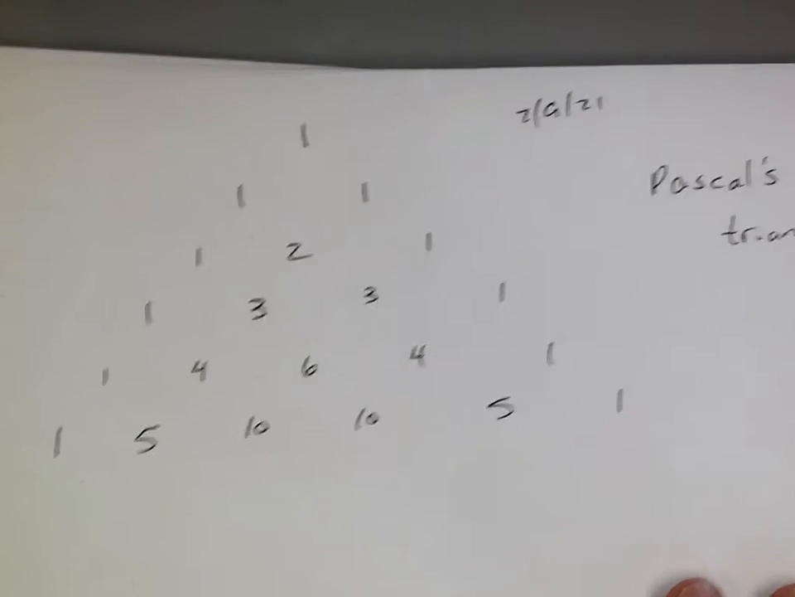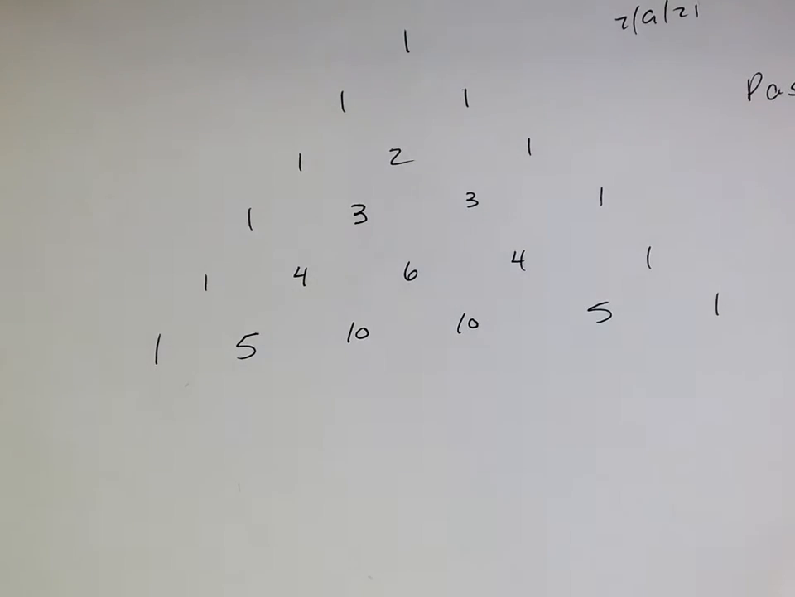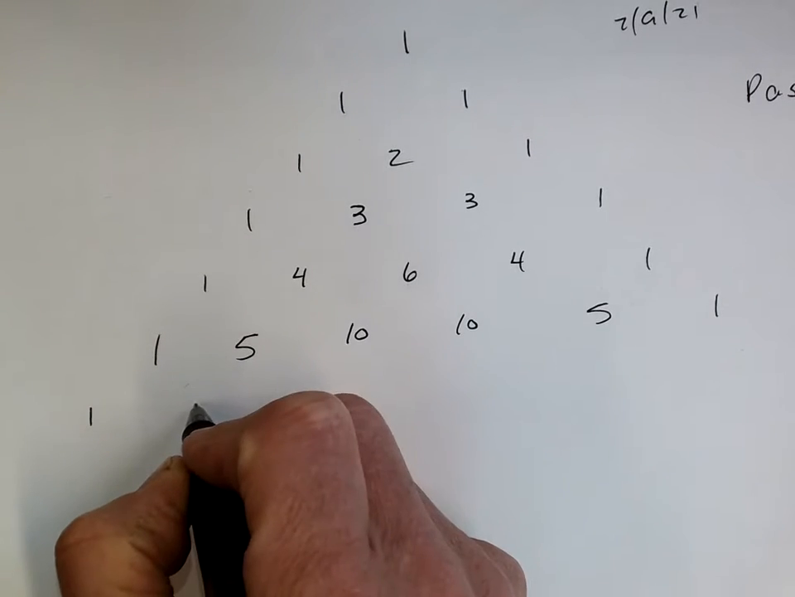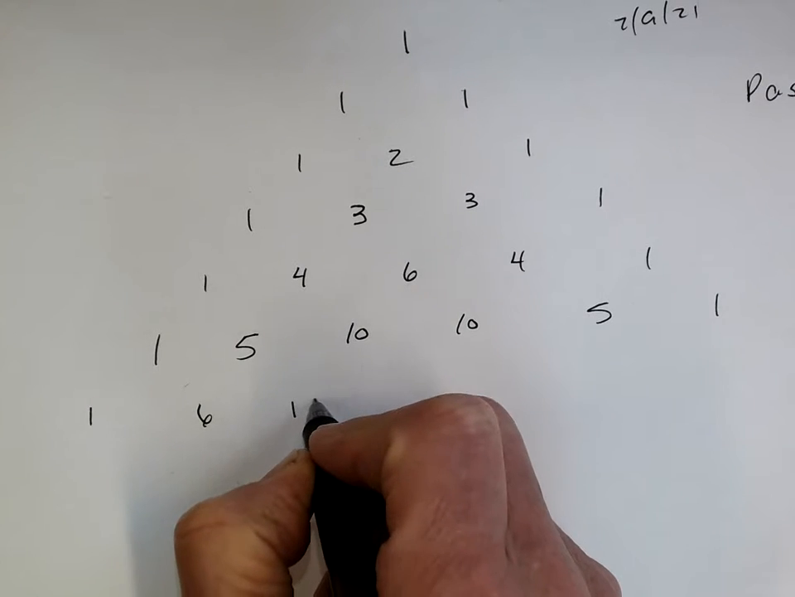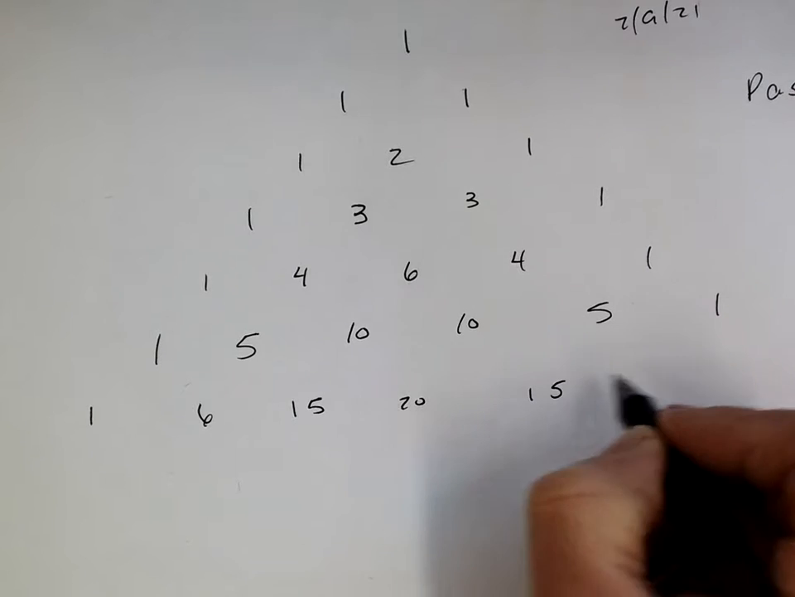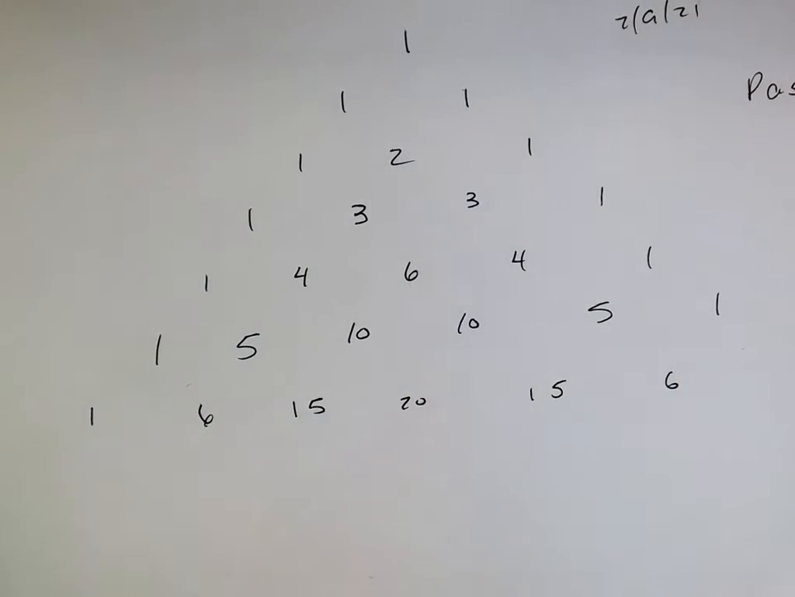Okay, so why don't you guys make row 6? So real quickly, you guys make row 6. Row 6 should be easy, right? Take a minute to make row 6, and then I'll put row 6 down. So I got a 1, a 6, a 15, a 20, a 15, a 6, and a 1, right? And then it keeps going forever and ever, but we don't need to go forever.